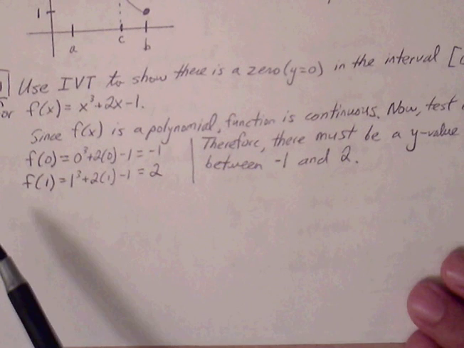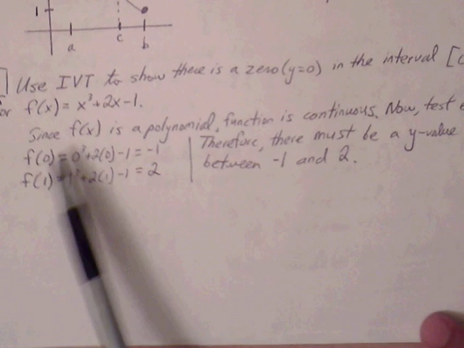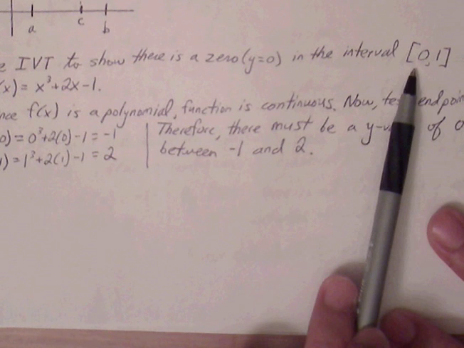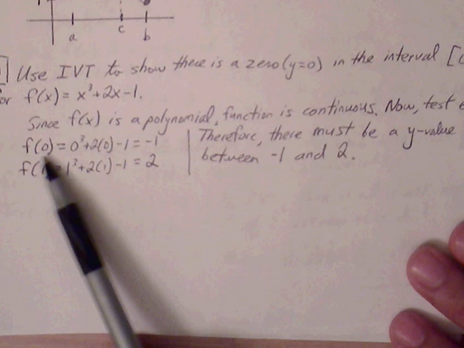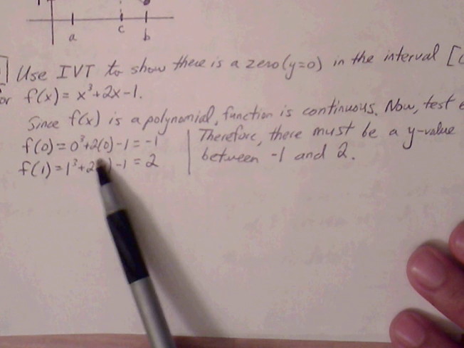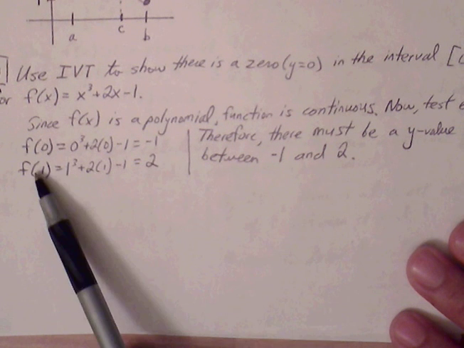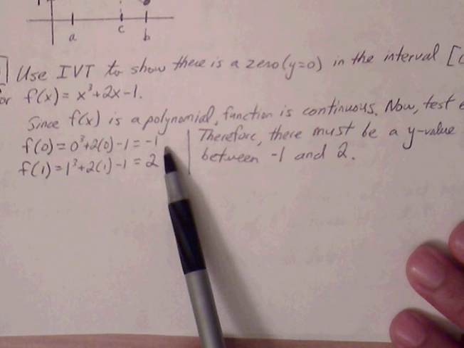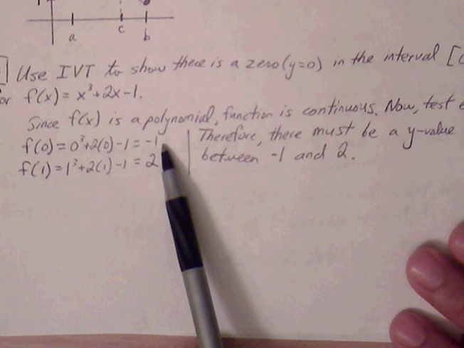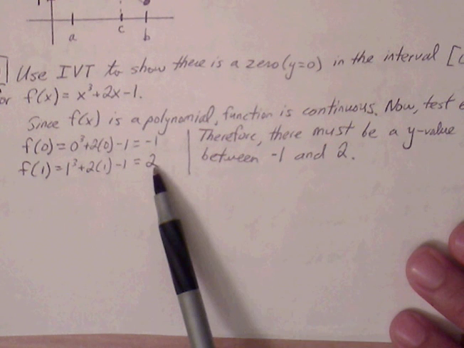So our endpoints are at 0 and 1, so I'm going to plug 0 and 1 into the function to see what the y values are. So f of 0 gives me 0 plus 0 minus 1, which is -1. F of 1 gives me 1 plus 2 minus 1, which is 2. So my endpoints are at a y value of -1 and a y value of 2.